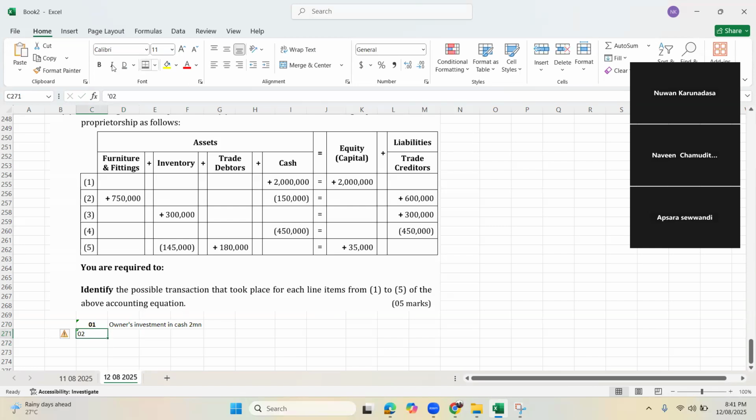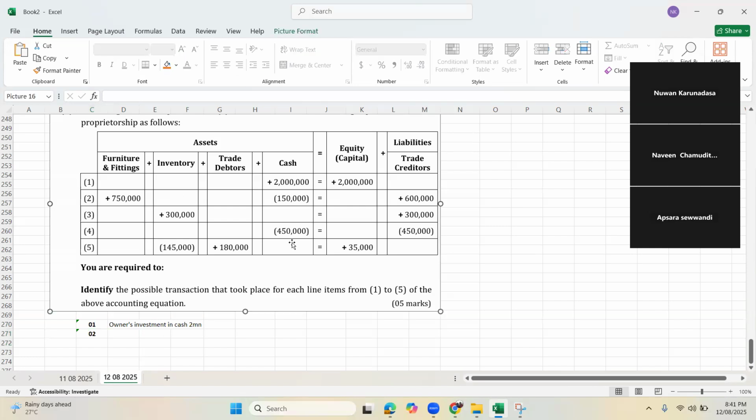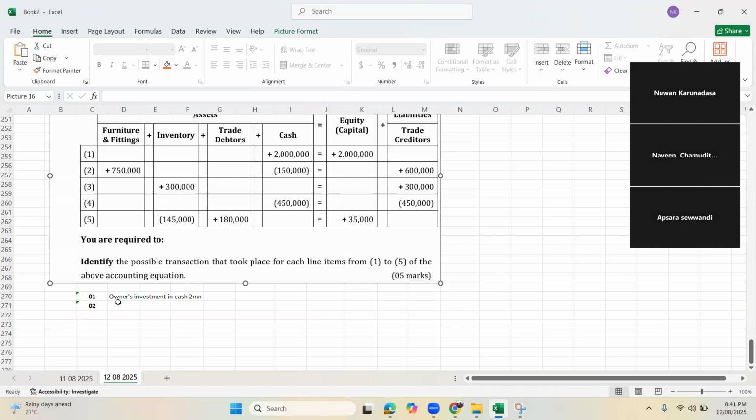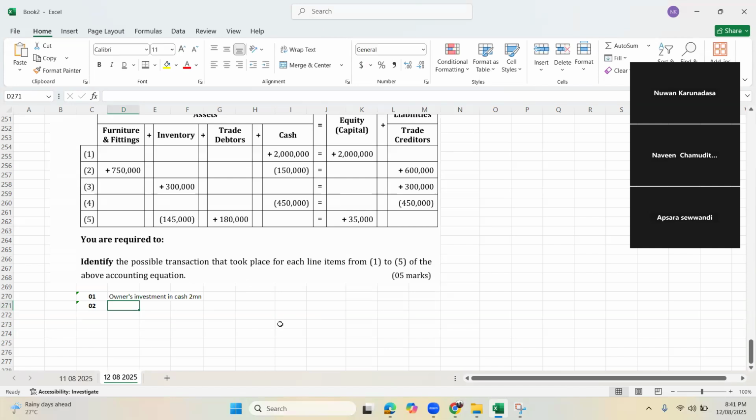Furniture and fittings increases. That means we have purchased it. Cash has come down only by 150. Creditor liability has increased by 600,000. Think. Obtain a loan. Just try to complete.